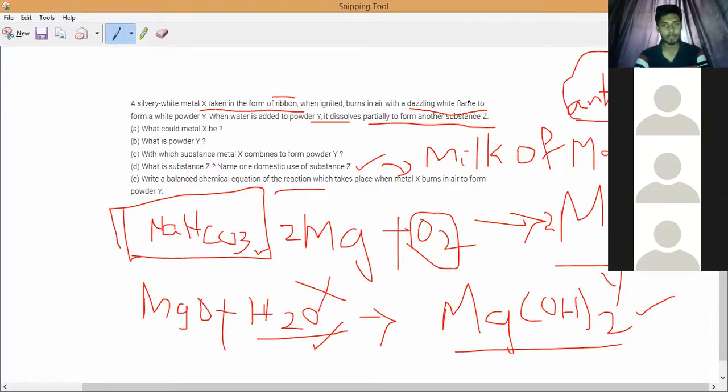Sir, thrice or twice, sir? Thrice. Aluminum is 3 plus and OH is -1. So if you change the powers, what will come? Aluminum OH, that is all. Is it yes or no? Yes, sir. So that is all about that question.